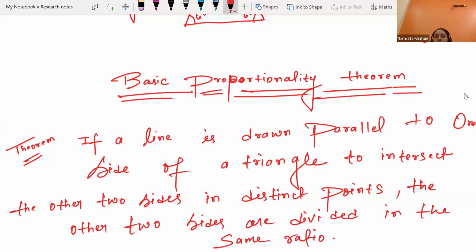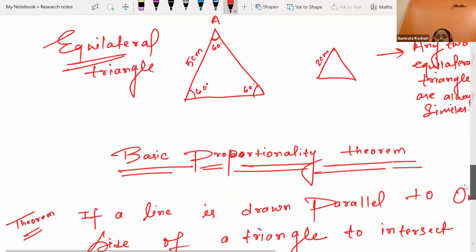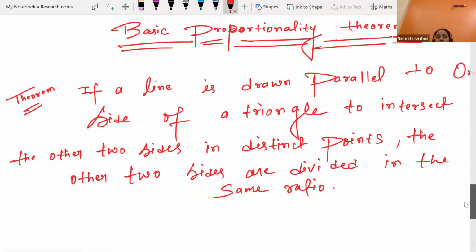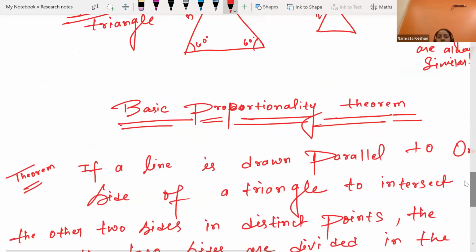Okay, let's see what the theorem says. Here the theorem is given by the mathematician Thales. We also call it Thales theorem. So instead of basic proportionality theorem, if you see Thales theorem anywhere, you must understand we are talking about this theorem only.